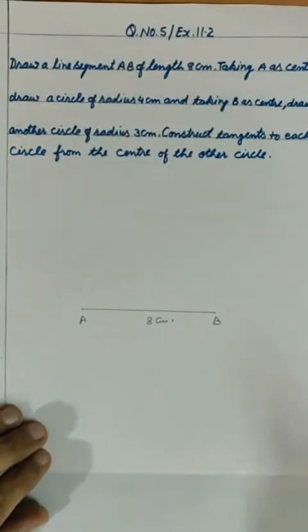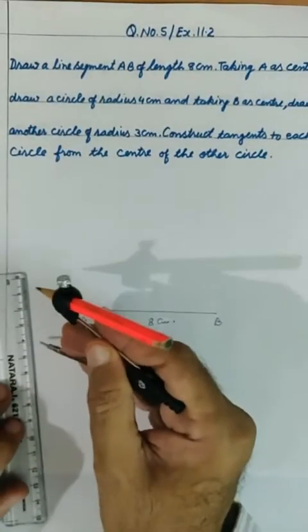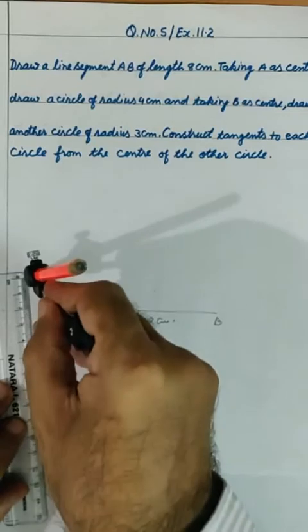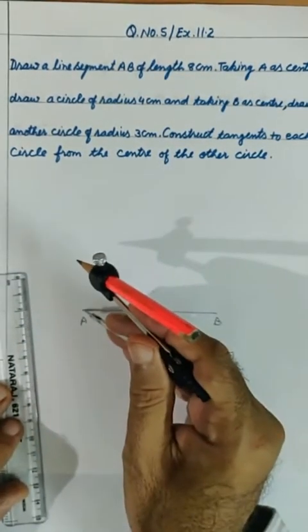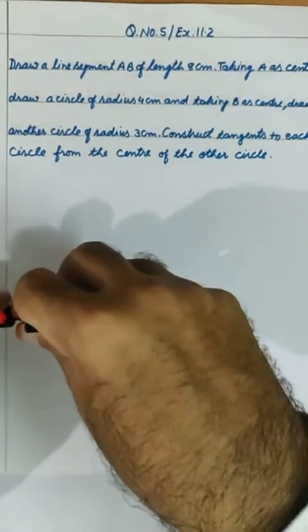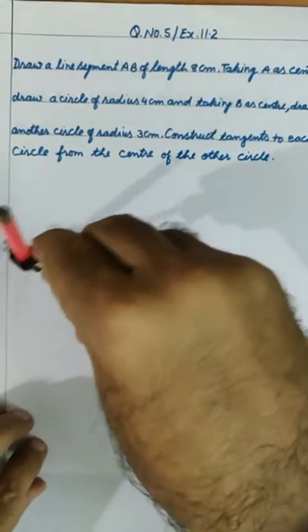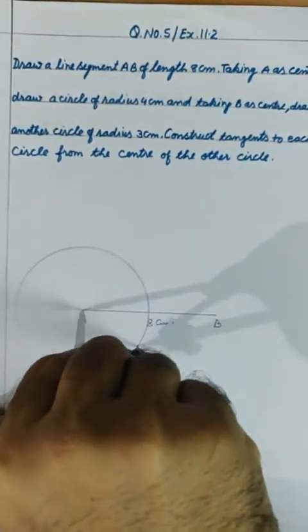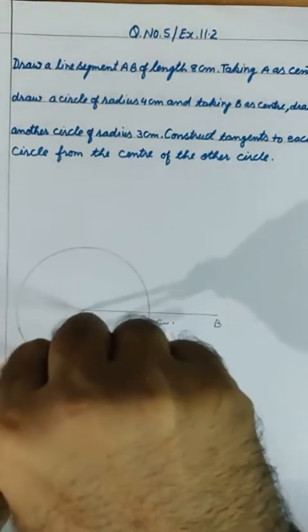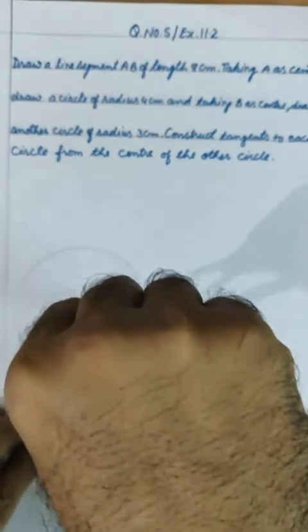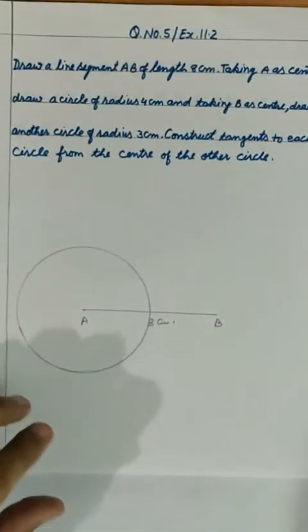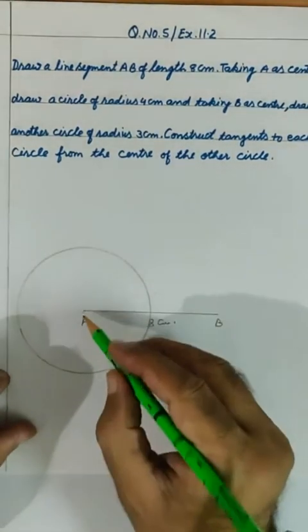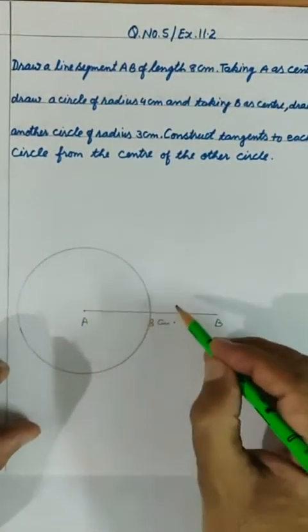centimeter. Now you take the compass and open 4 centimeter. You have opened it. Take A as a center and draw a circle. You see, this is a circle of radius 4 centimeter.